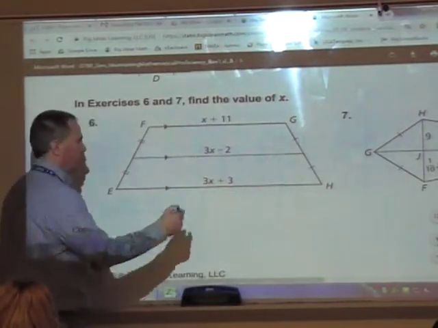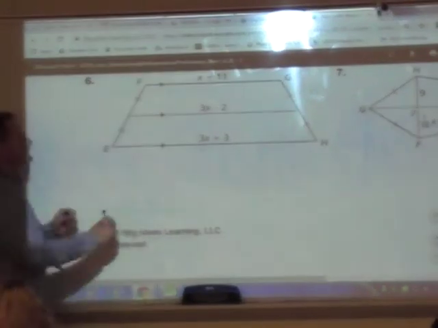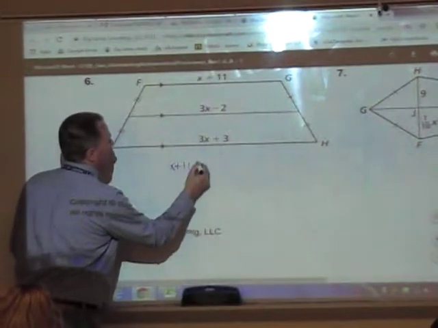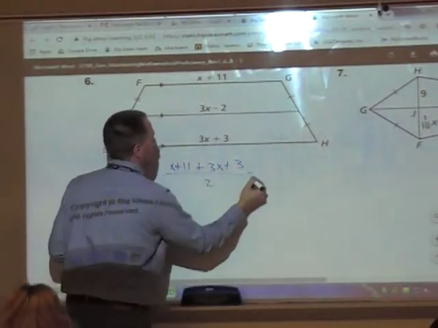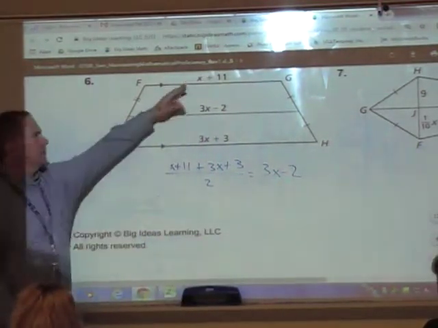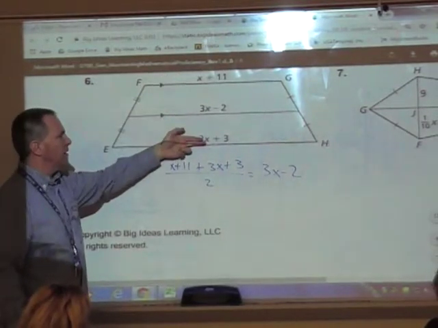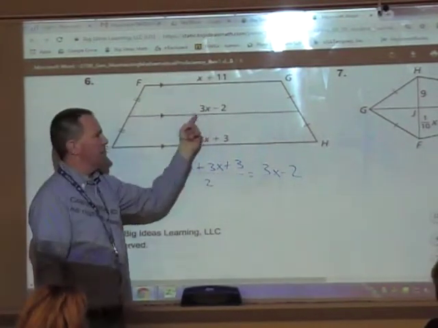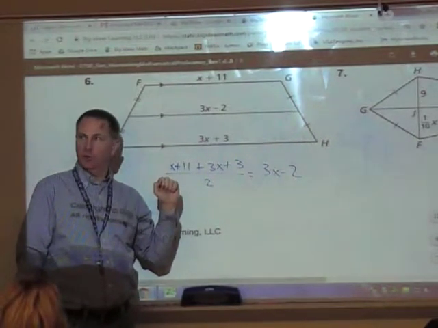So, again, what is the formula? It's base 1 plus base 2 divided by 2 equals the mid-segment. It doesn't matter which one you call base 1, base 2. Okay, base 1 plus base 2 divided by 2 equals the mid-segment. Okay? Let's do it real quickly.